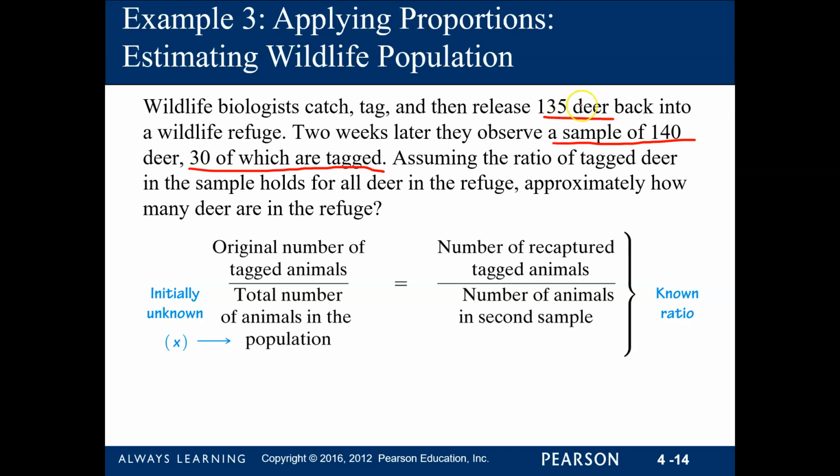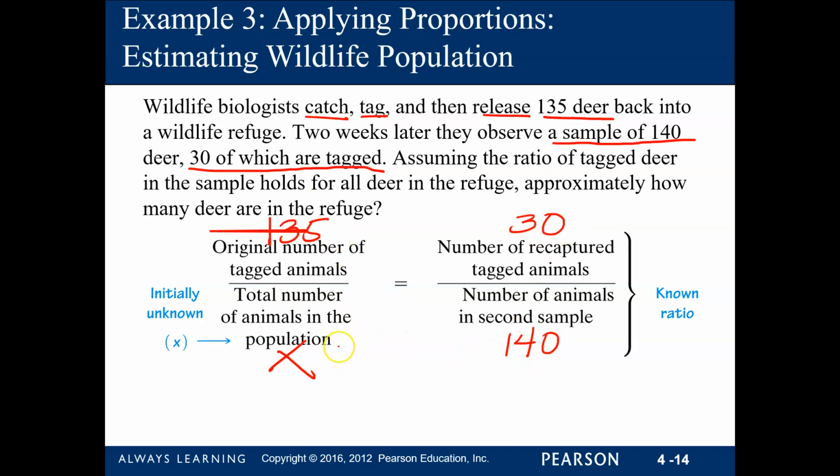That is 135. Those are the tagged, see here: catch, tag, and then release. So the original number of tagged is 135. Oops, sorry. We do not know how many there are all in all, so that's the X. How many animals were recaptured? There's a sample of 140 animals that were recaptured all in all, and 30 were tagged out of this sample.